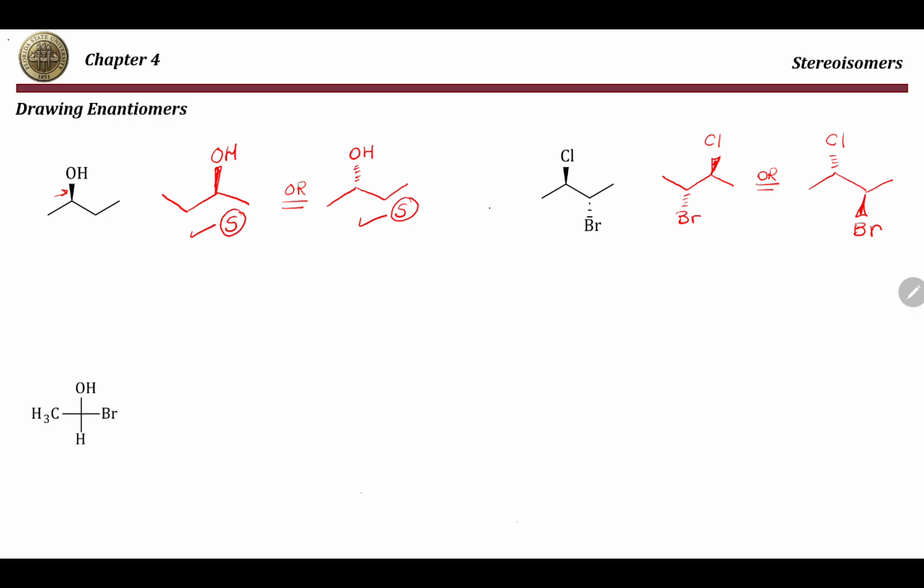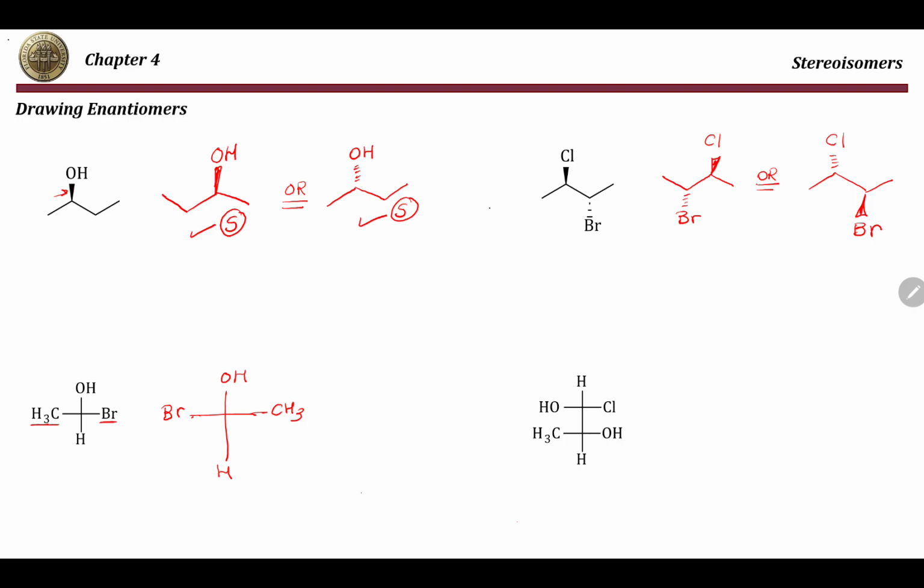If your compound is drawn in the Fischer projection form, then it will be just enough to switch those horizontal groups to draw the enantiomer. So Br will be on the left side, CH3 on the right side, and don't change the other ones.